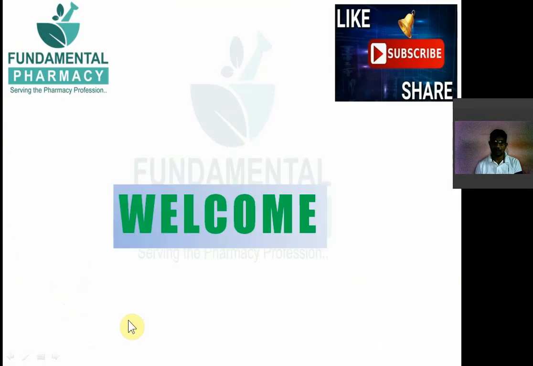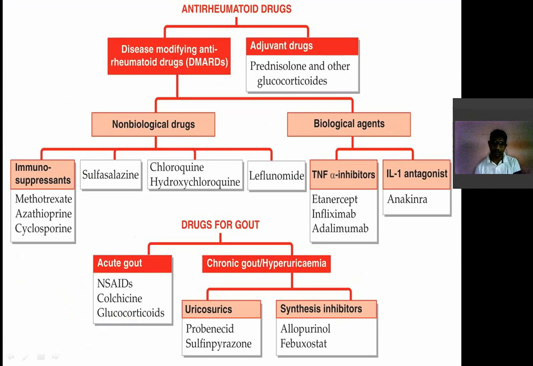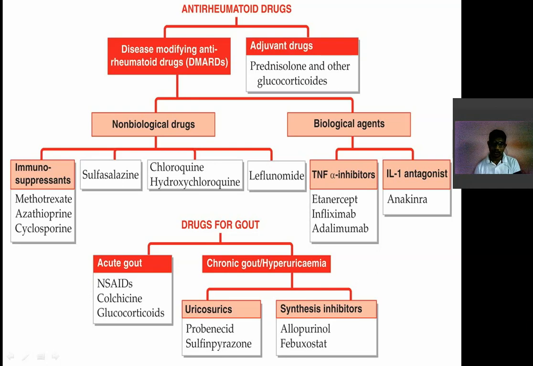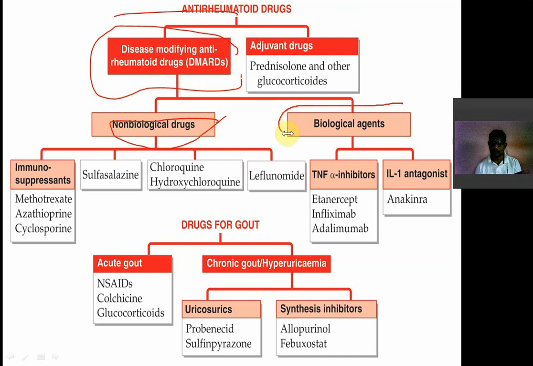You can see over here the drugs used in rheumatoid arthritis. There is a classification, but we will revise it. Drugs used in rheumatoid arthritis, anti-rheumatic drugs. In that you have two main classes. The first one is known as disease modifying anti-rheumatic drugs, DMARDs. In that you have two subclasses. Non-biological drugs, that is synthetic drugs. Biological drugs means whatever chemicals are synthesized inside the body itself.